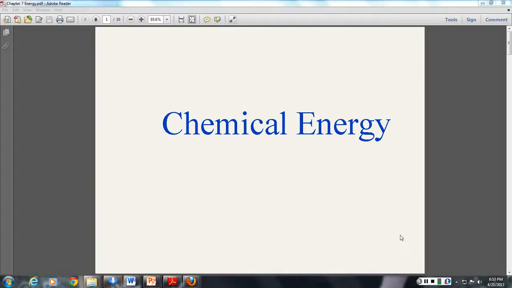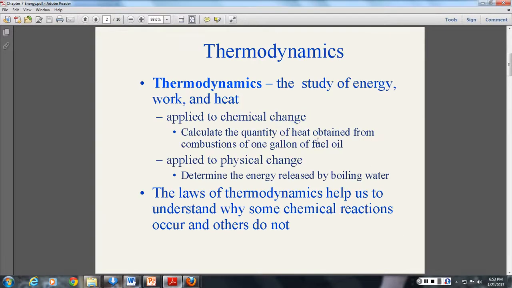Okay, we're going to start talking about chemical energy. All right? So, when we talk about chemical energy, we use the term thermodynamics. It's basically the study of energy, heat, and work. It helps us to understand why some chemical reactions occur and why others do not.